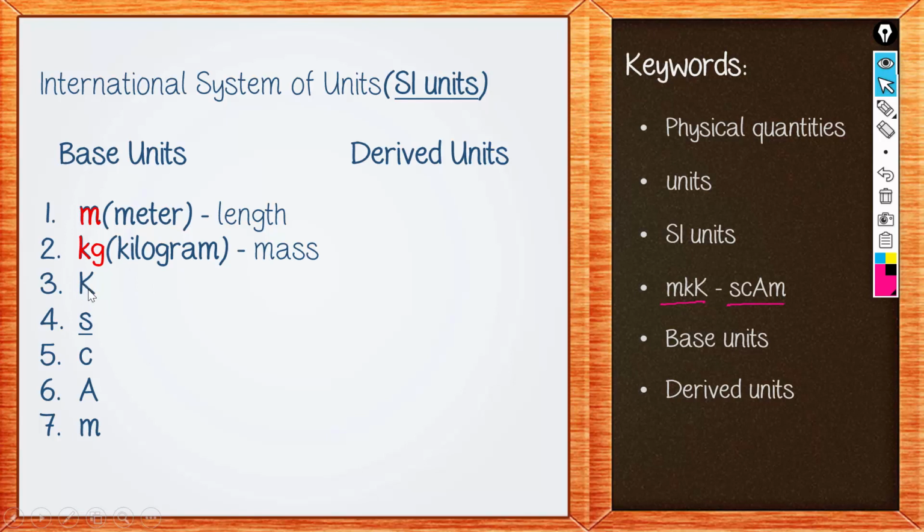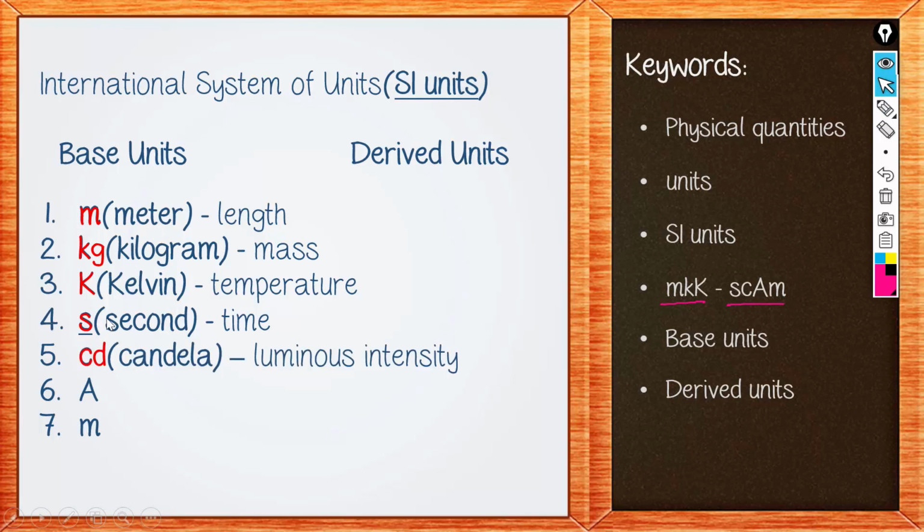We have here the capital letter K for Kelvin, and it's a unit of temperature. And do you know what S is? Good. This is for second, which is a unit for time. In your current level, you will mostly use these 4 base units: meter, kilogram, Kelvin, and second.